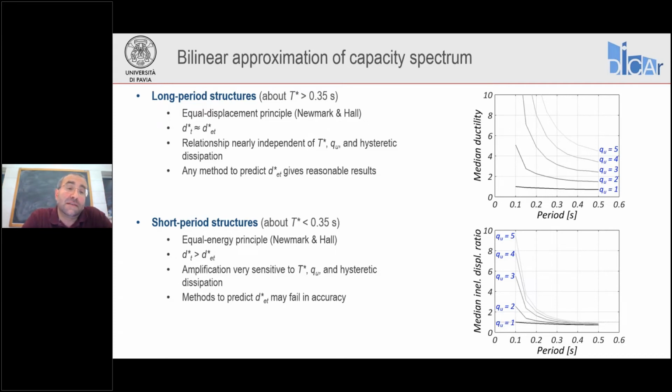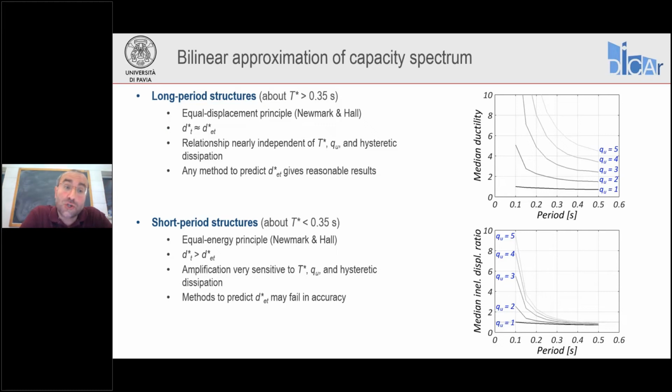They defined the so-called equal displacement principle for long period structures, where the inelastic and the elastic displacement demands are pretty much equal to each other. And in this case, basically all methods proposed in the literature to estimate the inelastic displacement demand are good. They're not very sensitive to the period and to the strength ratio, again, because this amplification from elastic to inelastic displacement demand is very small. This C sub Q factor is nearly equal to 1. Whatever method we apply in this long period range, you obtain more or less the same result.